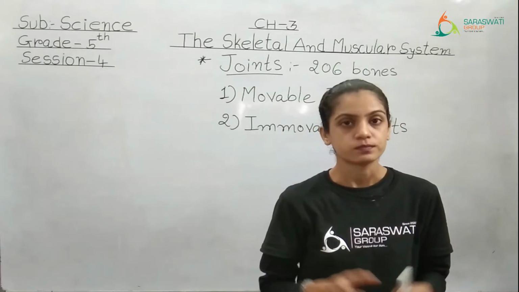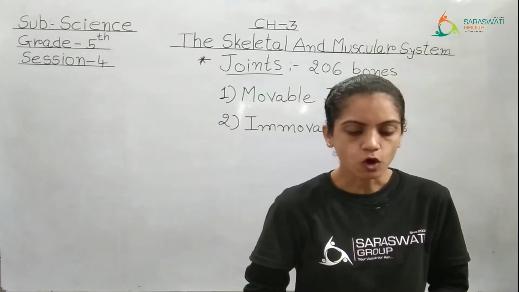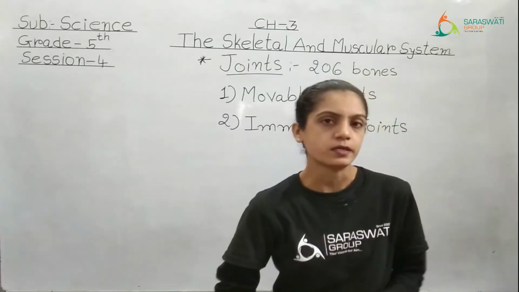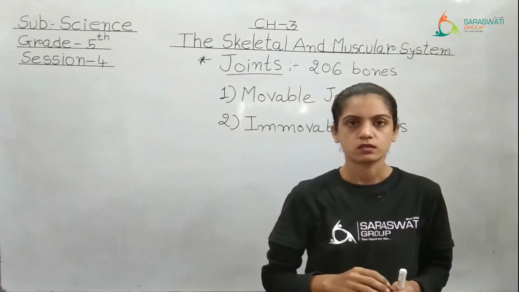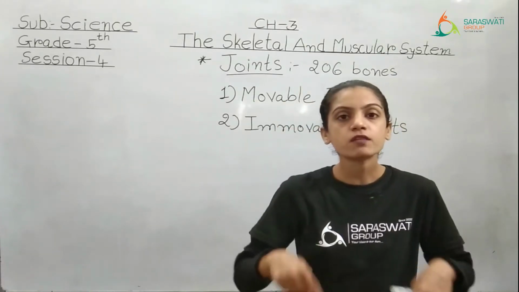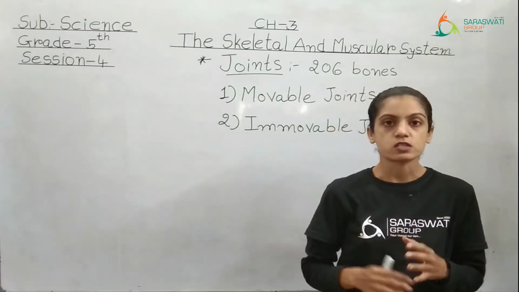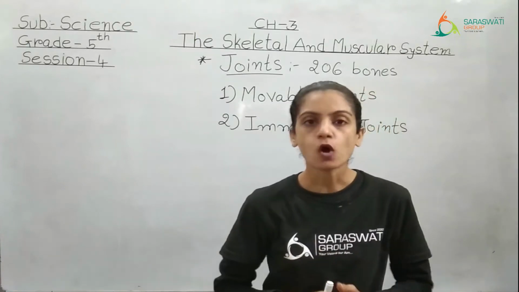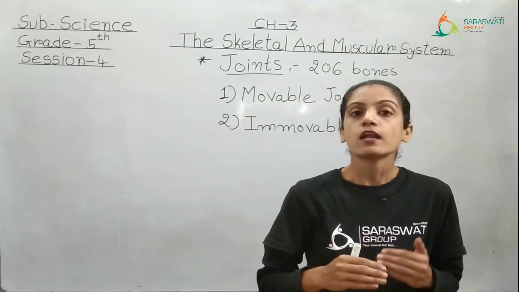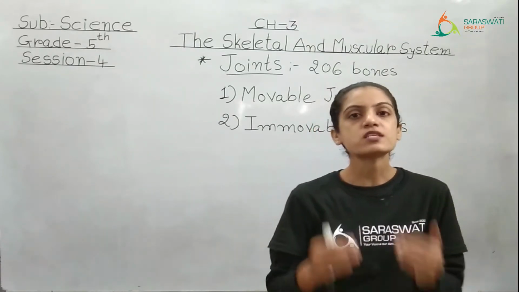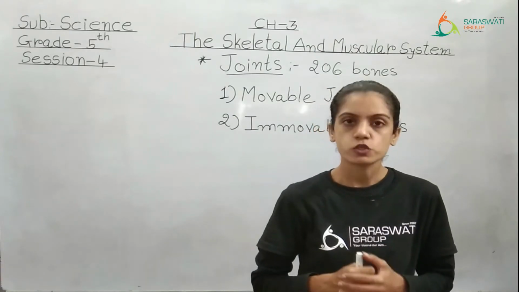Why is it so? See, this movement is different from the movement of arms while playing badminton. You want to kick a ball with your hand, it is not possible. You want to play badminton with your legs, not possible. That means all the joints, all the bones present in your body have a special feature to work. They are attached with each other in a specific manner, and that attachment with each other is known as joints.